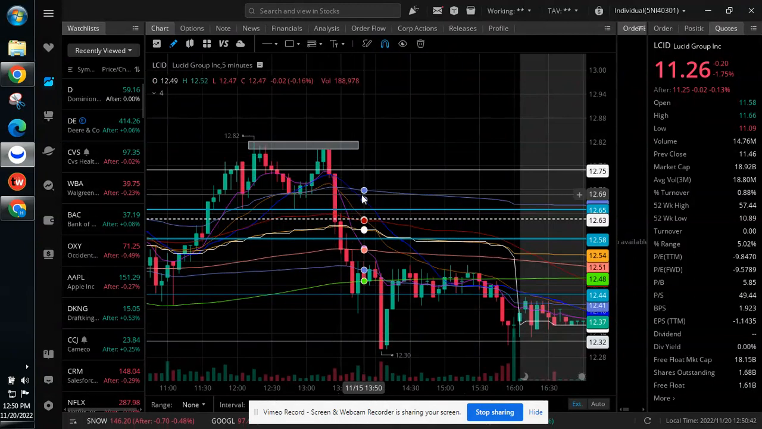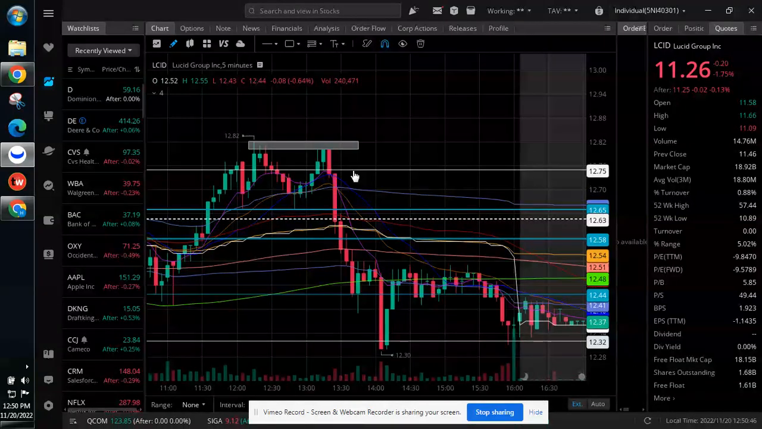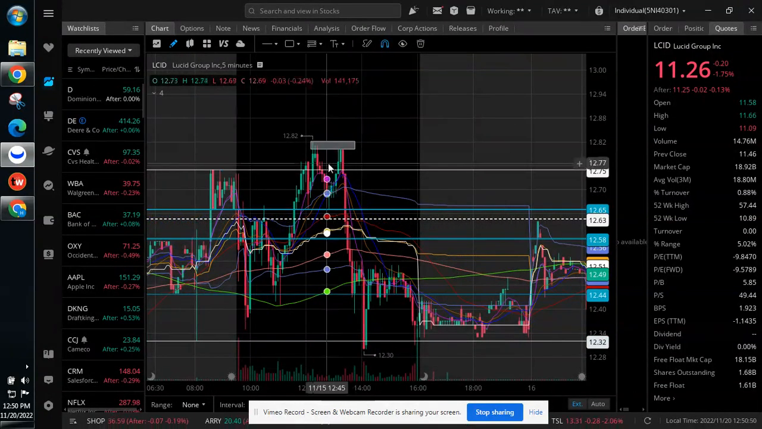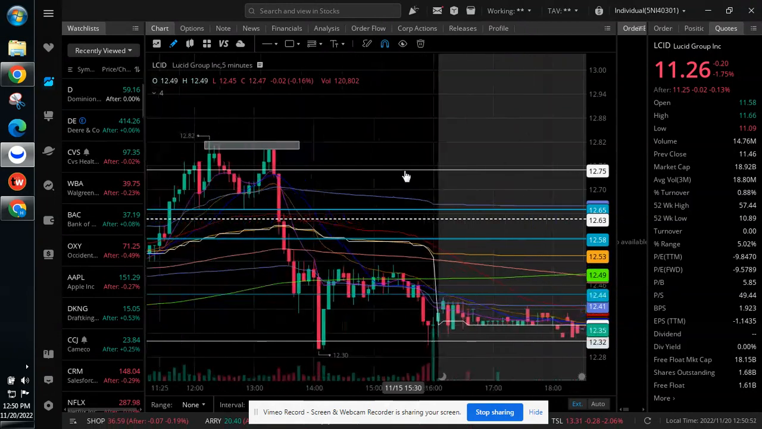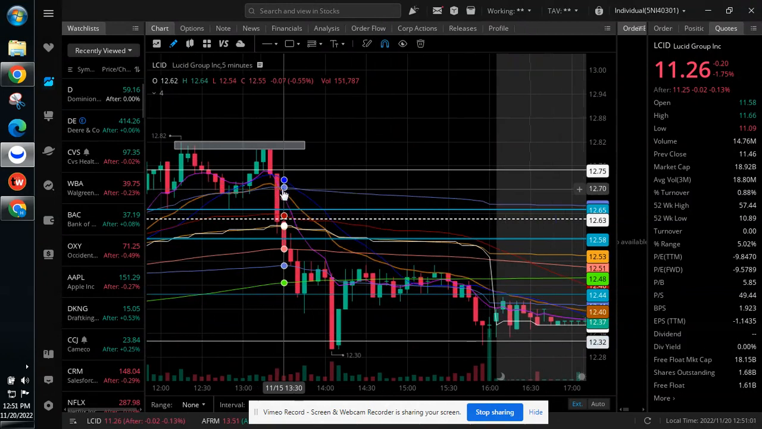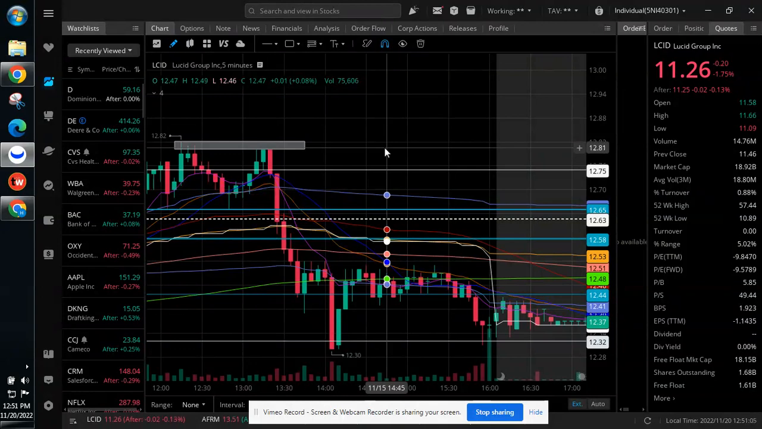Your second indication, a break of this pre-market high. So you broke below your pre-market high. You got a double top. You got your 8 and 21, 8 crossing below your 21 right here. That's 3 indications.